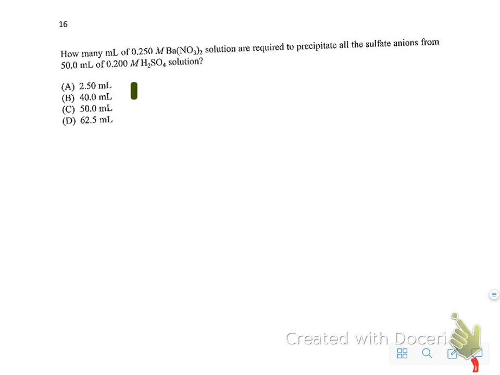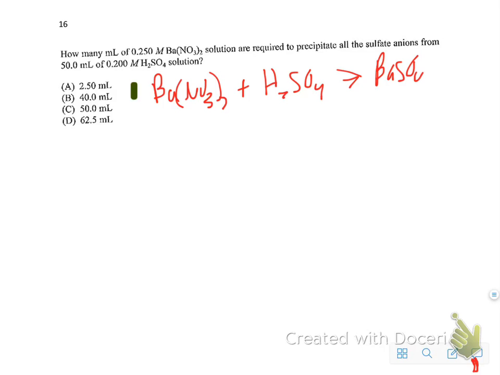So we should always start with a balanced equation. Okay. So, barium nitrate plus sulfuric acid. It's going to give me barium sulfate, which is going to be a solid because it precipitates, right? Plus, and I'm going to need 2 of these. Okay? So that's a balanced equation. Everything's aqueous except for the barium sulfate.